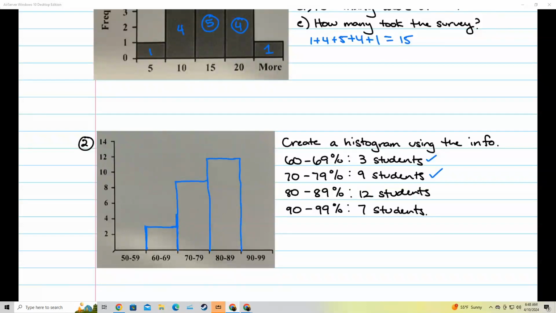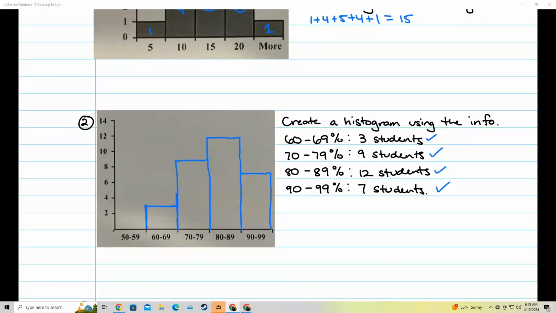All right, and then the last one, for 90 to 99%, there's 7 students there. So here's my 90 to 99%, and I need to get 7 students. 7 students would be right here. So I need to make sure that my bar starts right over here, somewhere between the 8 and the 6. All right, so that takes care of that one. I forgot to put the check marks here. And we are good to go on that one.